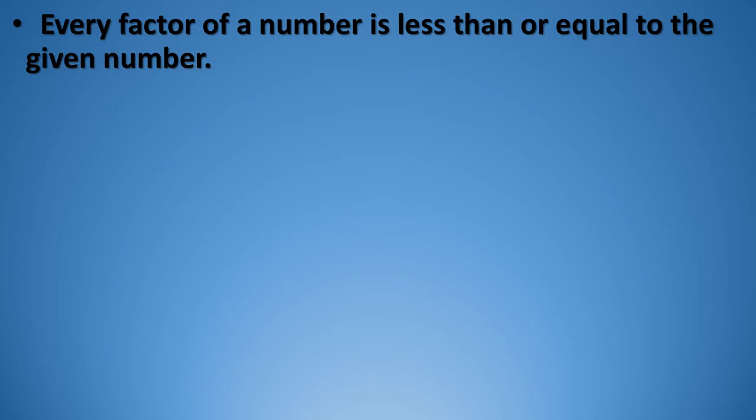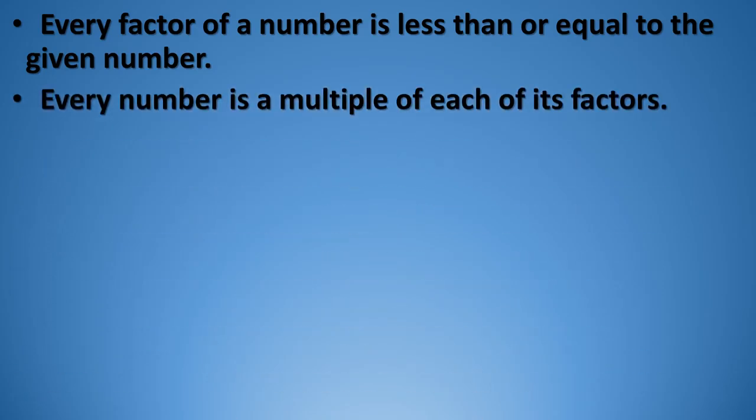Next is, every number is a multiple of each of its factors. Suppose we have to write down the multiples of 3. First of all we will write down 3 itself. The first multiple of 3 is 3 itself. Every number is a multiple of each of its factors.